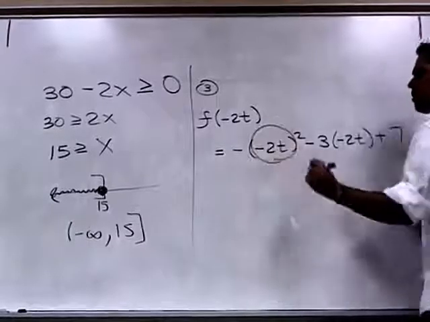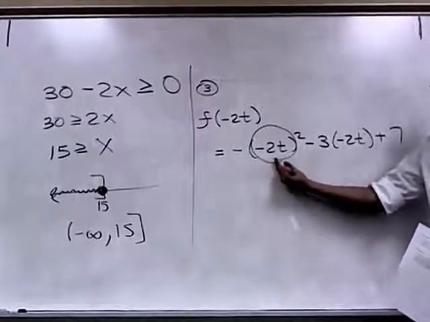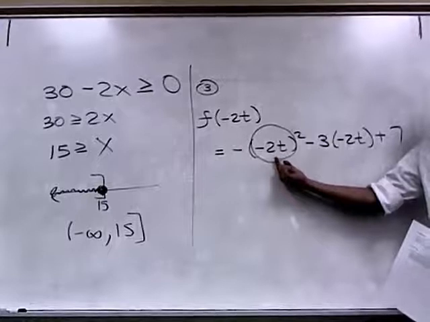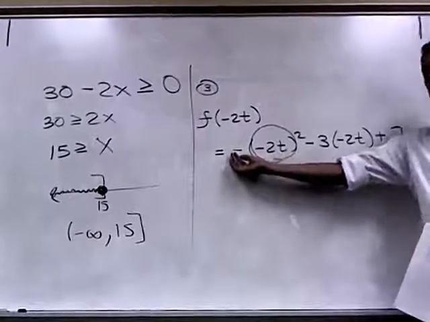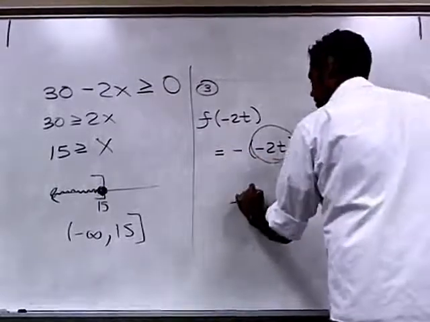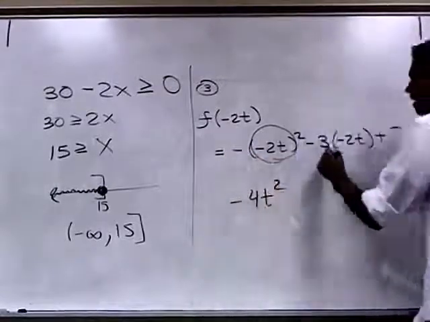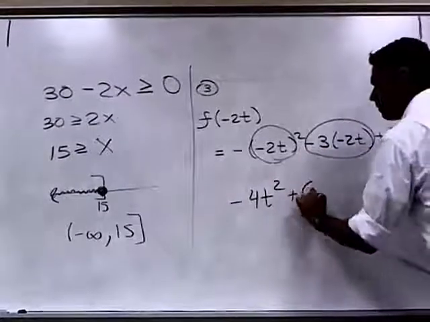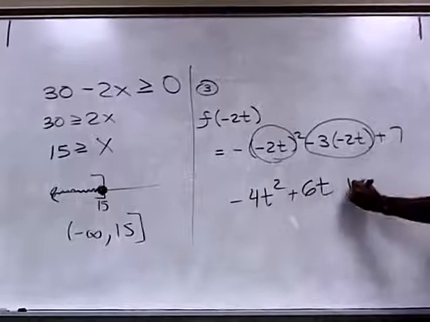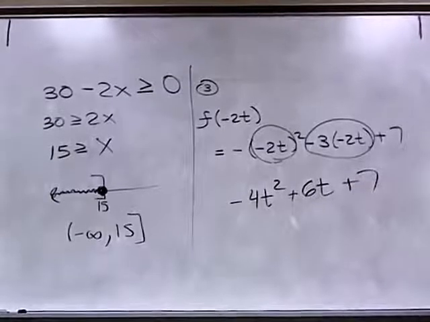What happens when you square that? What do you get? 4t squared? Because negative times negative is positive. So 4t squared. But then you make the whole thing negative again. So negative 4t squared. What do you get here? Plus 6t. Then plus 7. That's part A.